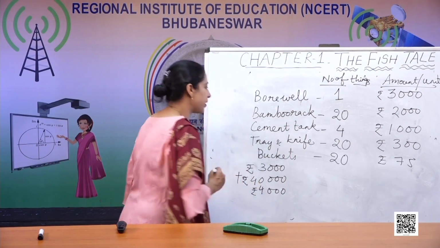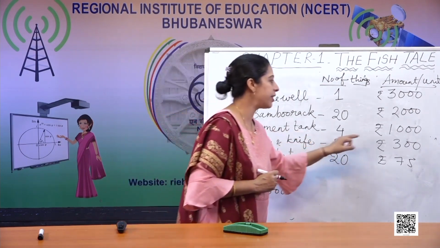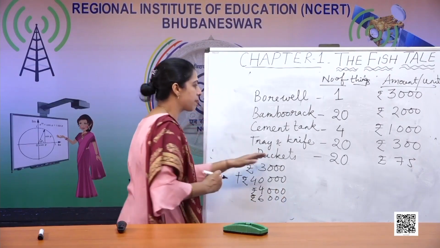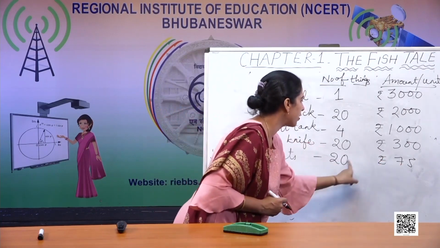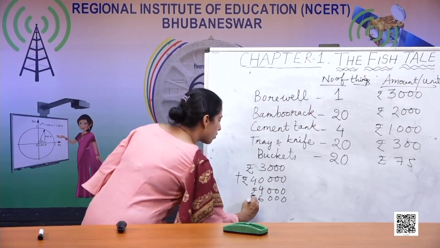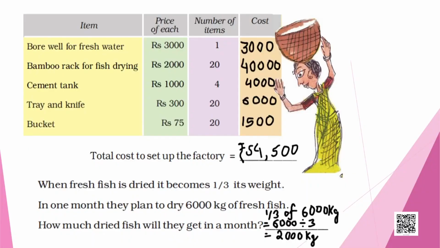Tray and knife, 20 they need. 300 into 20, they need 6,000 rupees. Then the last is the bucket. They need 20 buckets, and each bucket will cost 75 rupees, so rupees 1,500. So let's count the total.